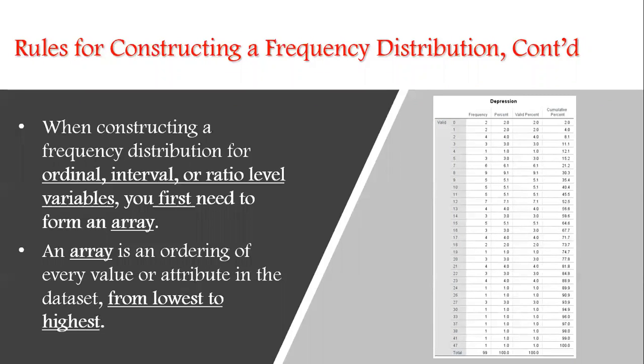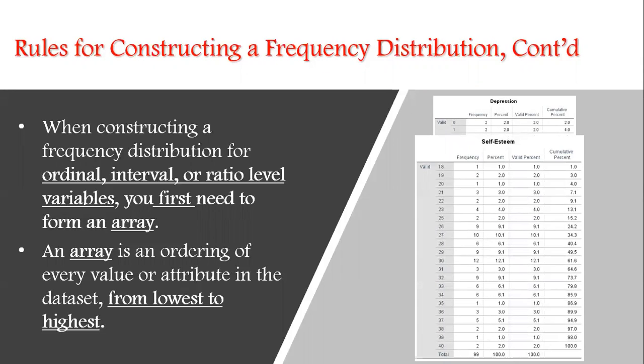First, we know that the variable depression is measured at the ratio level because there is a true 0 point. These data are also continuous in nature. The values within this variable are arranged in an array from lowest to highest, with the lowest score in the depression scale being 0 and the highest score being 47.